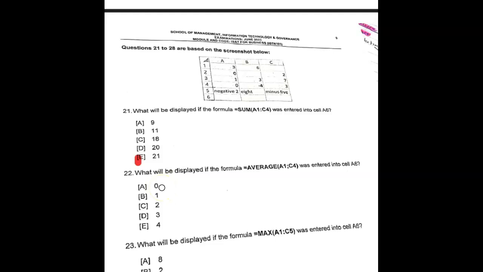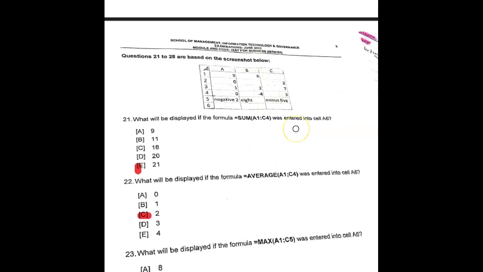The next one, 22. What will be displayed if you do average? So we know the sum. Now, average is basically the sum of all numbers divided by how many numbers there are. So we know the sum of all numbers is 21 divided by how many numbers there are. So 1, 2, 3, 4, 5, 6, 7, 8, 9, 10. 21 divided by 10 is 2.1. But I think they made a mistake. They didn't realize it's a decimal. So 2.1, 2, same thing, right?